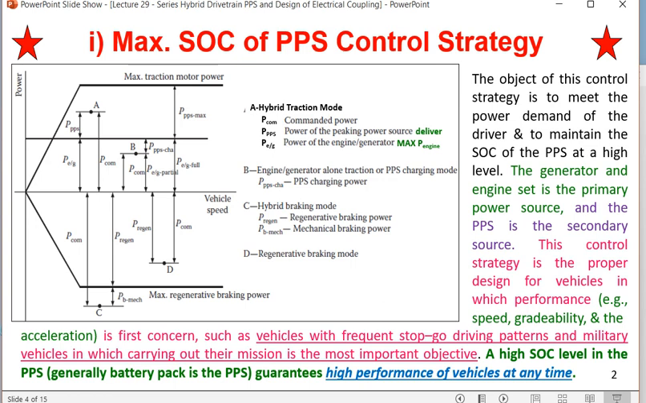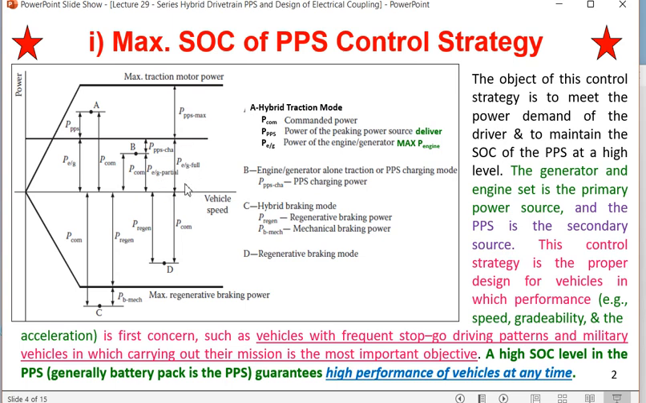In case B, this much is the demand, so P_com is comparatively less. This is called B. In this B we are finding that the engine generator alone can be used for traction. So engine generator alone can give the power for traction. You are finding that P_com is less than P_E/G. So this much is P_E/G full.